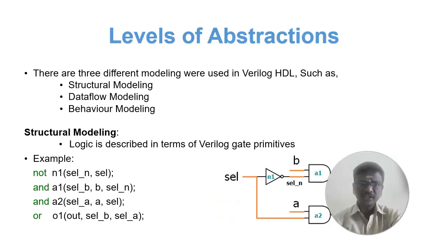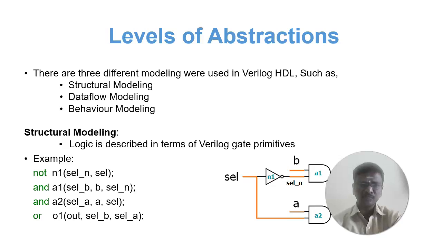Then what are the various levels of abstractions available? There are three levels of abstractions: structural level modeling, data flow modeling, and behavioral modeling. We will see them one by one. What is structural level modeling? It is described in terms of Verilog gate primitives. For example, you know AND gate, OR gate, NOT gate, etc. These are all inbuilt gates available. If you are using these inbuilt gates to represent the structure of a circuit, then it is called structural level modeling.